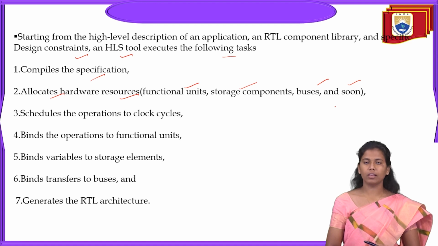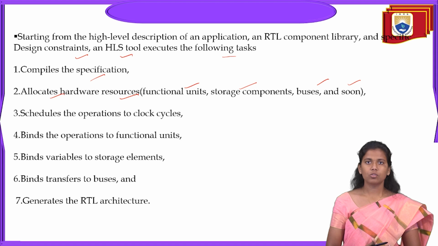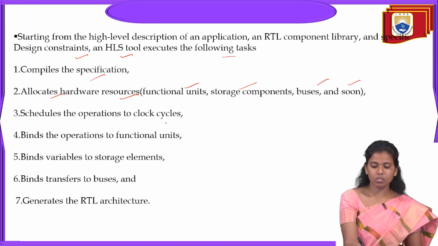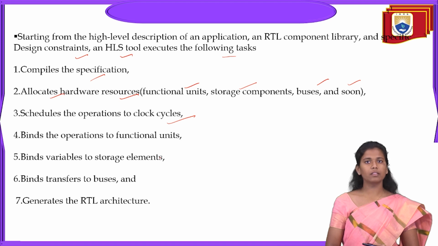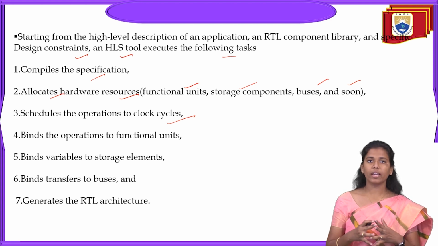So the first is all about compilation. The second one is all about the allocation of the different functional units, and the third one is, after allocating, we have to go for the scheduling. This scheduling consists of the different clock pulses, so the scheduling assigns the operations to different clock cycles. Then the fourth: soon after scheduling, we must bind all the allocated hardware equipment.